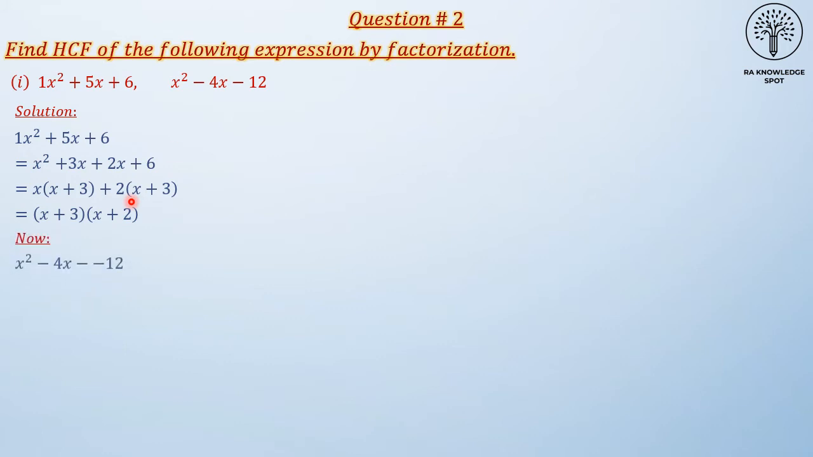Now you have to solve for this one, and again 6 2s are 12, 6 minus 2 is 4. Again x is common, 2 is common, x minus 6 and x plus 2. Now this is the final simplification. We are just going towards the HCF.